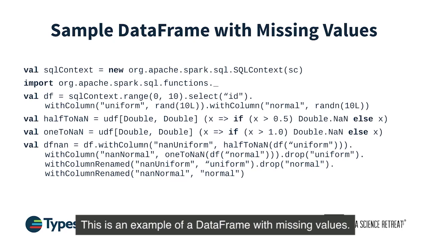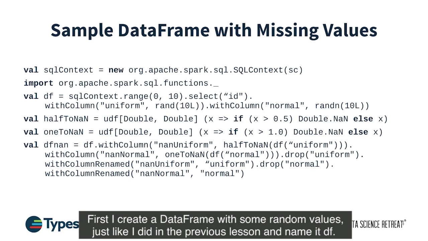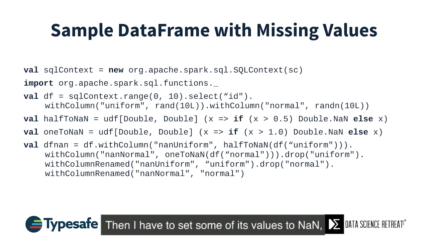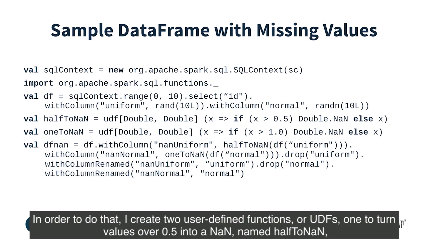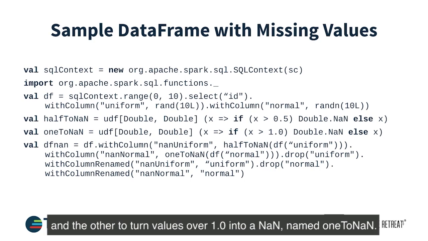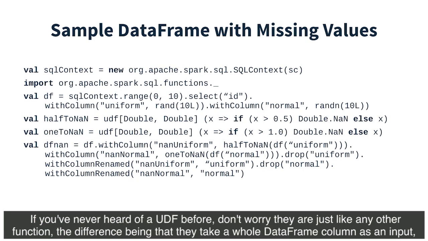This is an example of a data frame with missing values. First, I create a data frame with some random values, just like I did in the previous lesson, and name it df. Then I have to set some of its values to NaN, so I have a data frame with missing values. In order to do that, I create two user-defined functions, or UDFs, one to turn values over half into a NaN, named half to NaN, and the other to turn values over 1 into a NaN, named 1 to NaN. If you've never heard of a UDF before, don't worry, they're just like any other function.